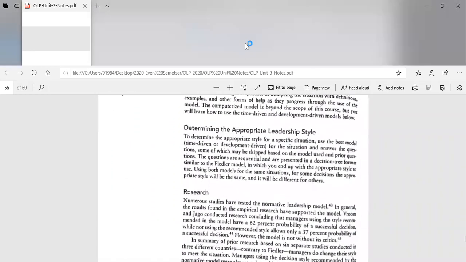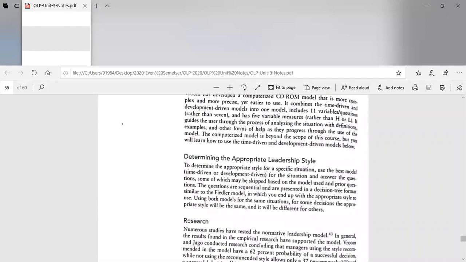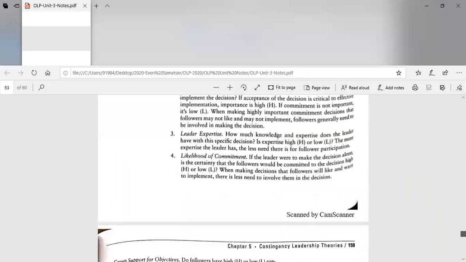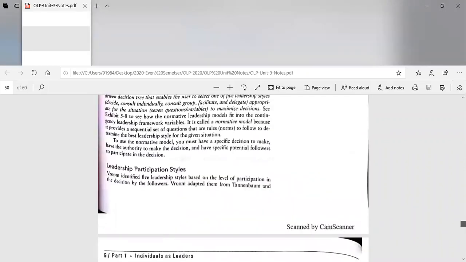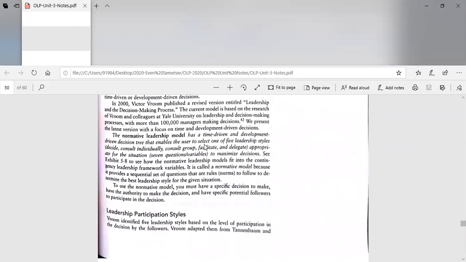So this is actually the normative theory, what it indicates, mainly in the definition. They have mentioned in the definition itself that it is a time driven and development driven decision tree. That is what we have discussed. What is time driven here and what is development related? Time driven is based on time, because in the short term, if time is there, how the decision needs to be taken. And based on the development aspect, you have to concentrate on followers' development. That enables you to select one of the 5 styles here.